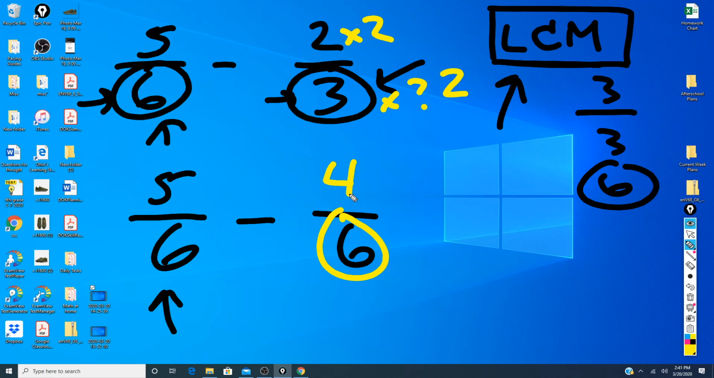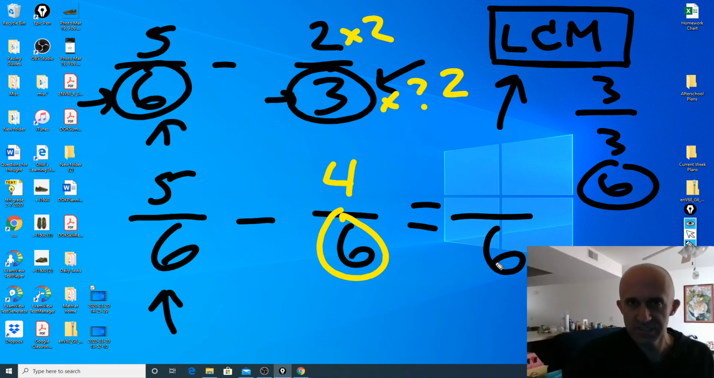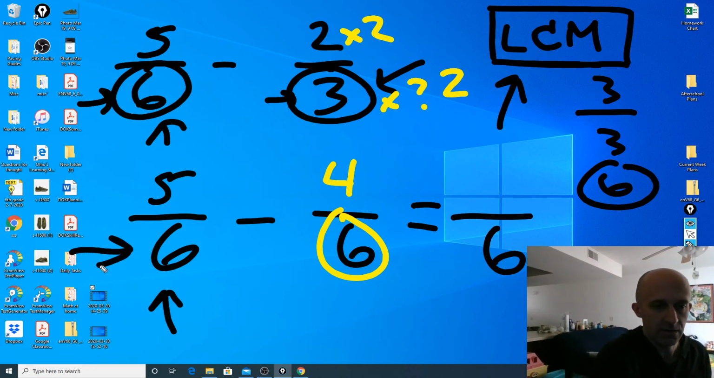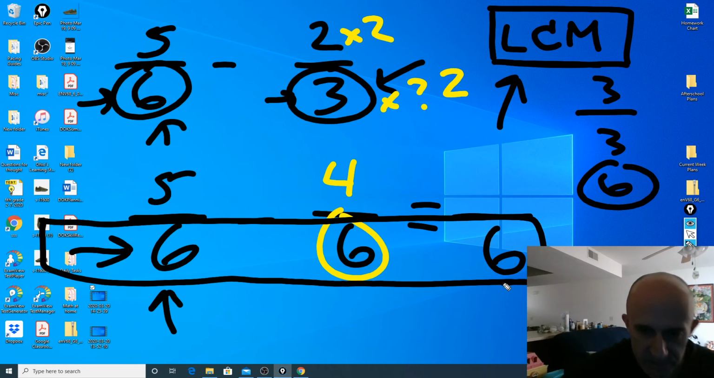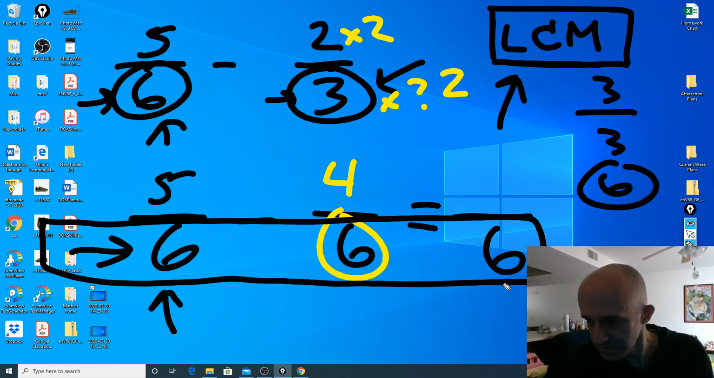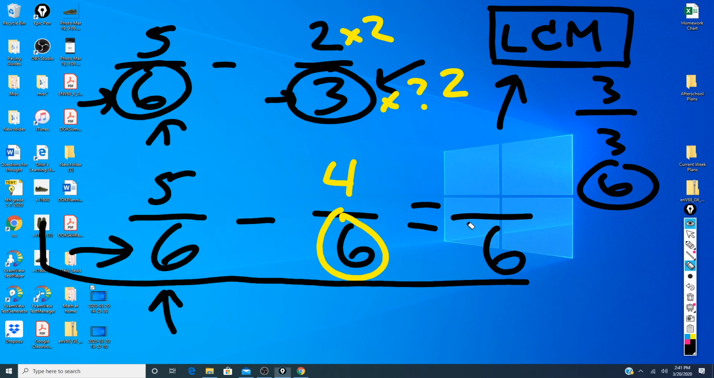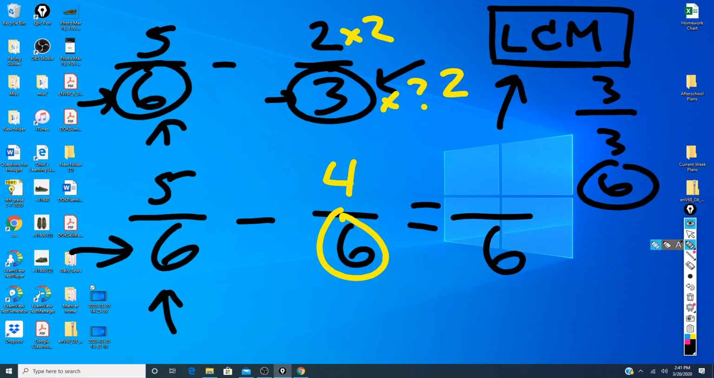From there, your denominator obviously is going to stay the same. Everything when it comes to adding and subtracting fractions, the denominator will always stay the same. So everything in here, I'm going to box in here, you'll notice that anything in the denominator always stays the same. So again, the 6 stays the same.